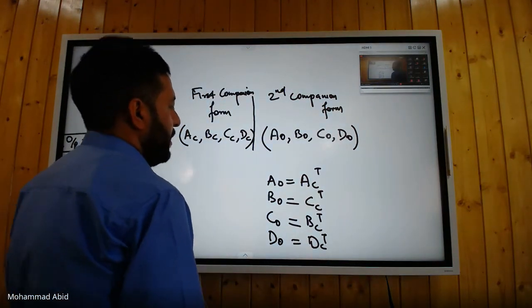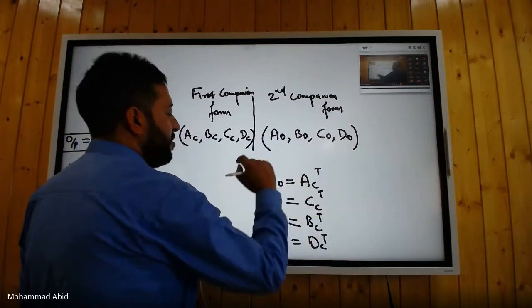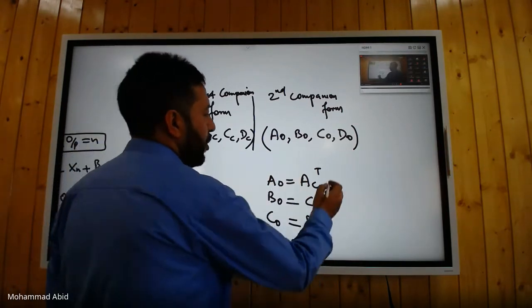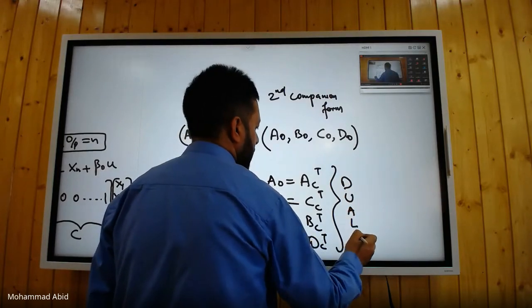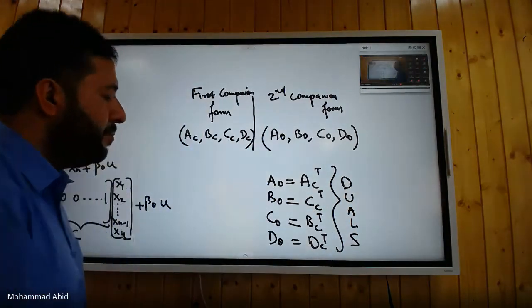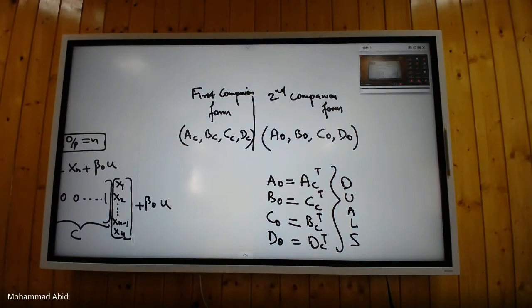Yes, sir. तो ये वाली रिलेशन अगर दो स्टेट स्पेस मॉडल्स में हो, we call them duals of each other. What do we call them? Duals of each other. So the first companion form and second companion form matrices are duals of each other. So this principle of duality is actually exploited in control theory. We'll see later on that we exploit it in designing controllers for the state space model. So this is the second companion form realization, and this is the relationship between the first companion form and the second companion form.